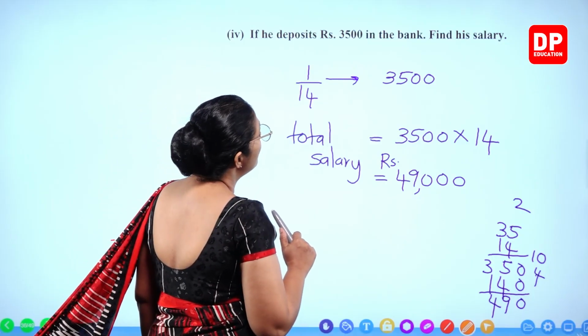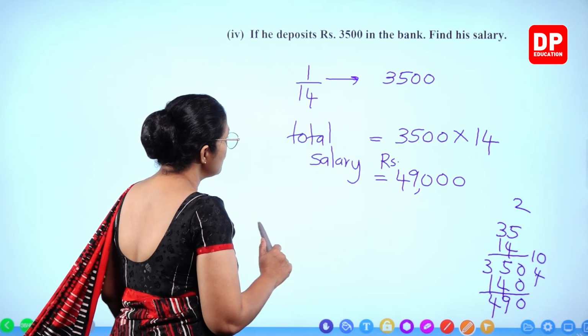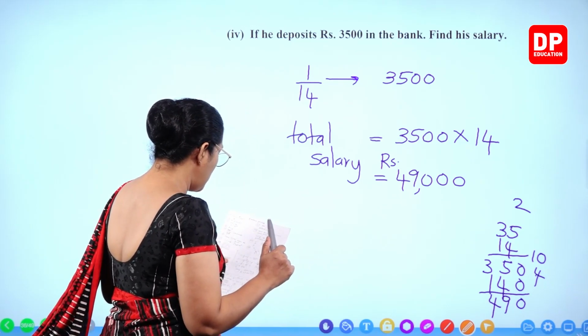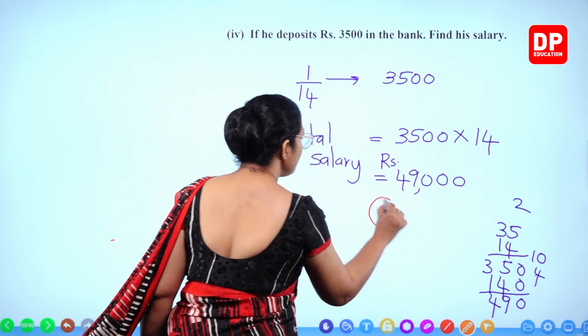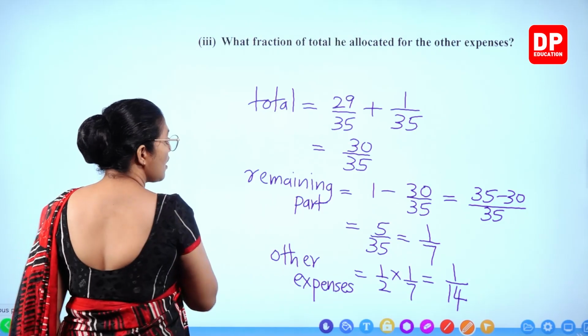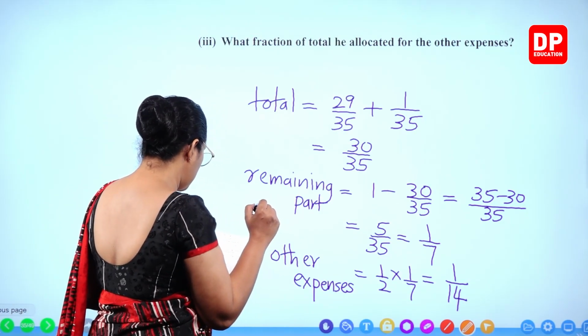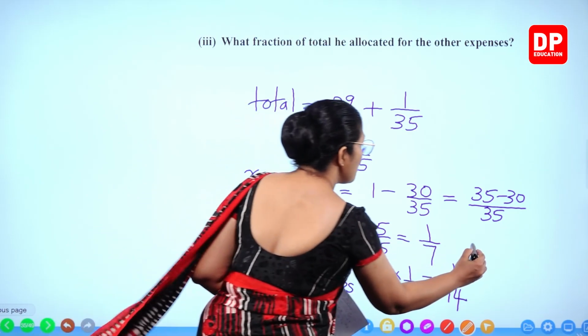So here, this is the fourth part, you are getting 2 marks. And for the previous part, you are getting 2 marks for this one.